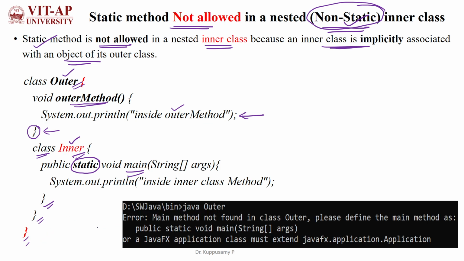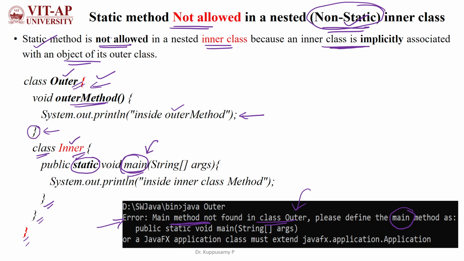Here you see we are getting the error because the main method is not found in the class Outer. That means the main method is not found in the outer class. Please define the main method inside the outer class. That is the meaning of this. So we are not defining the main method outside the inner class. That is the issue here.